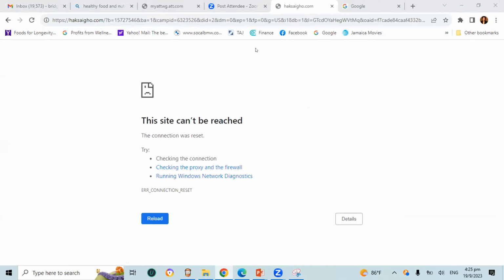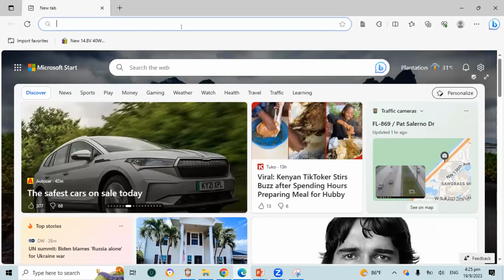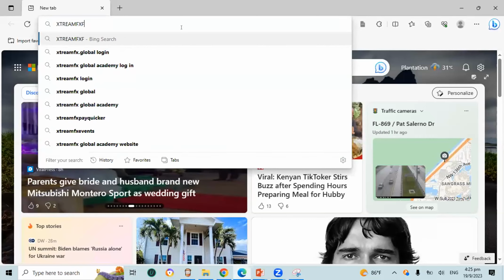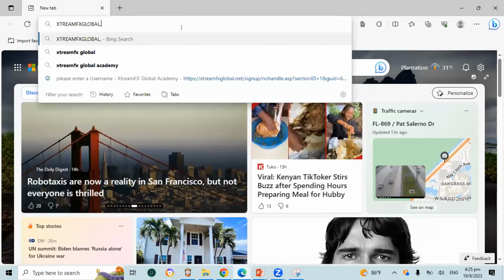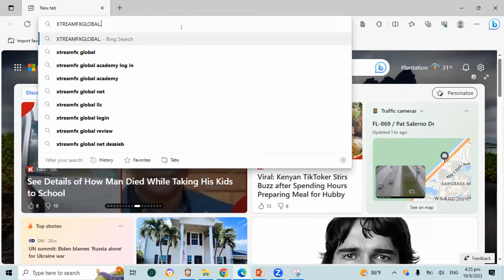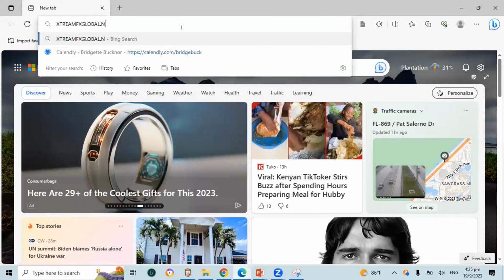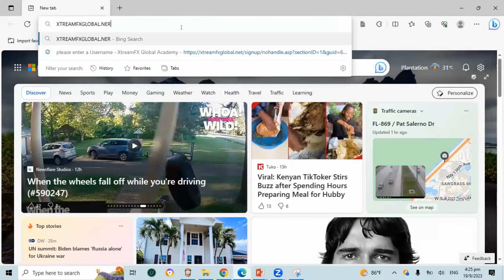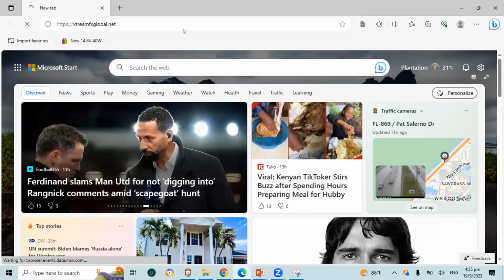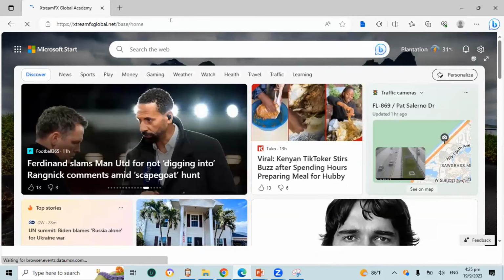And you know, something going on here with my computer now. You simply go to the website, Xtreamfx global.net. Oops, global.net. I need somebody to see if I have a virus on my computer. I keep getting some weird thing every time I navigate to a website.